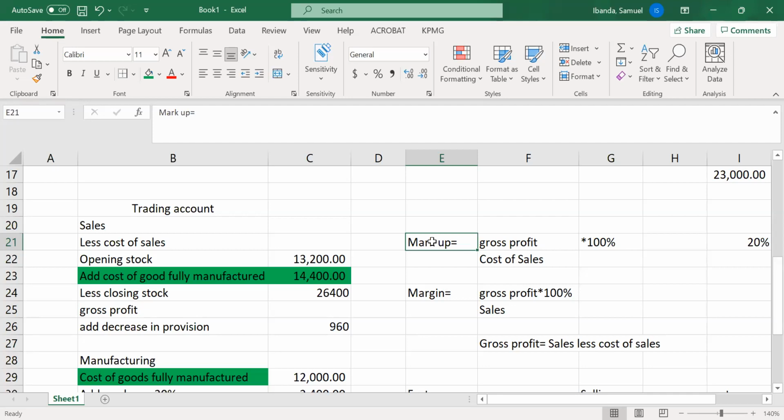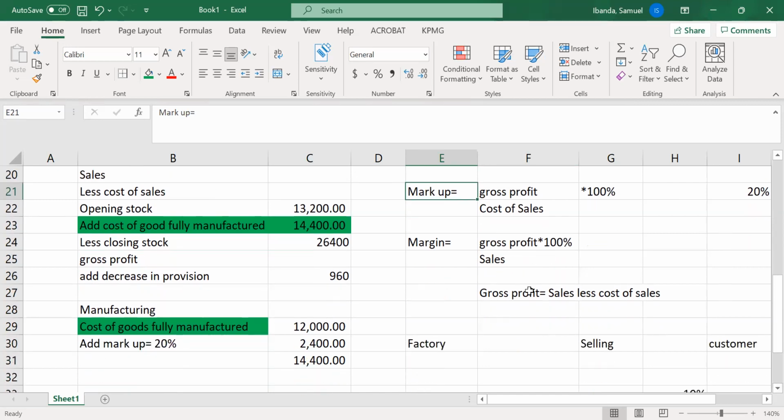That is when you start playing with the figures, because you know very well that gross profit equals sales minus cost of sales, and this cost of sales can also be broken down to opening stock plus purchases less closing stock. So you may find cases where you use this margin to determine your purchases. If you have the gross profit and the sales, you can easily determine even your purchases. You get the principle? Yes. So the dynamics usually do vary.